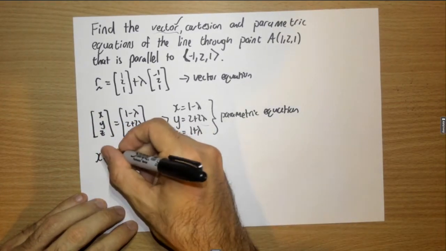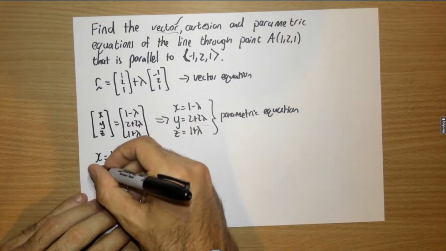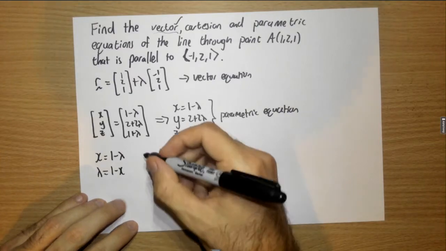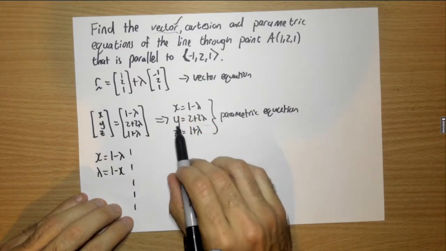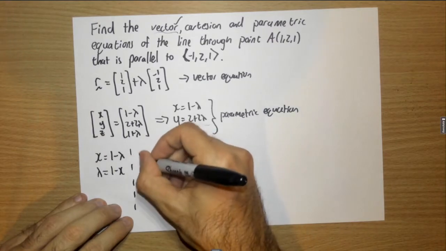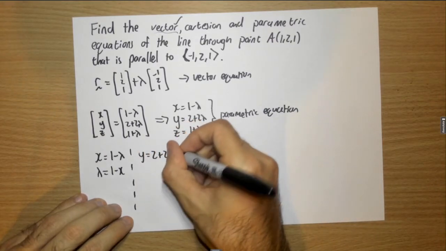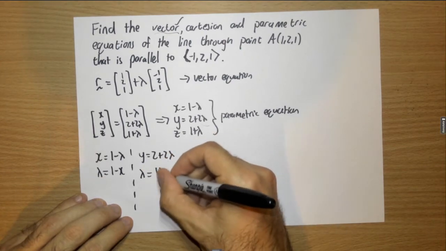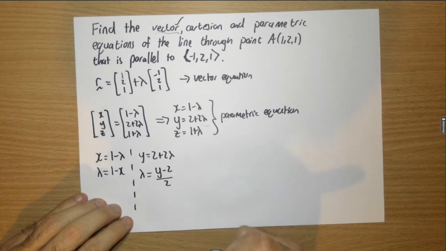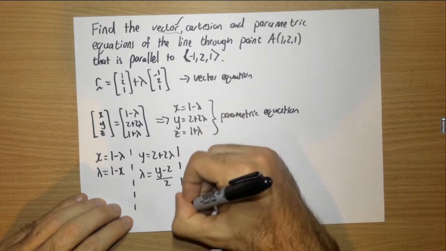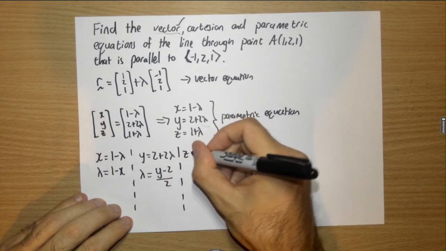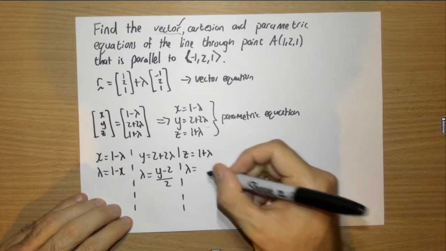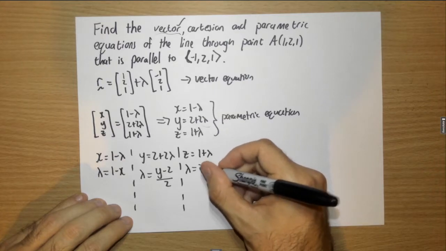So let's start off with the x there. x equals 1 take away lambda. Therefore, lambda is going to equal 1 take away x. That's for the x value. Now we'll do the y values. So we've got y equals 2 plus 2 lambda. When we solve that, we're going to get lambda equals y take away 2, all divided by 2. And the third equation is z equals 1 plus lambda. And when we solve this, we're going to get lambda equals z take away 1.